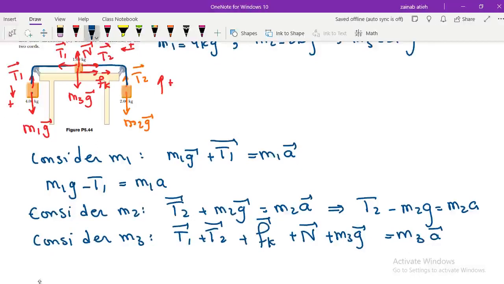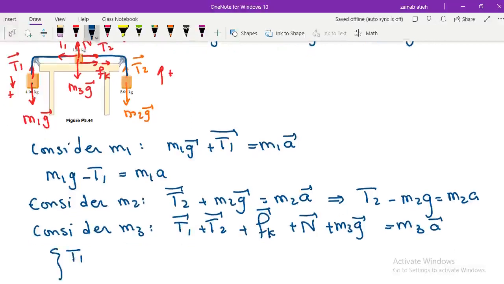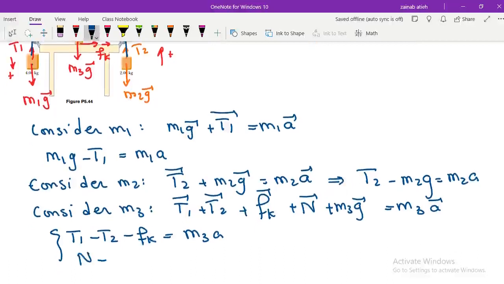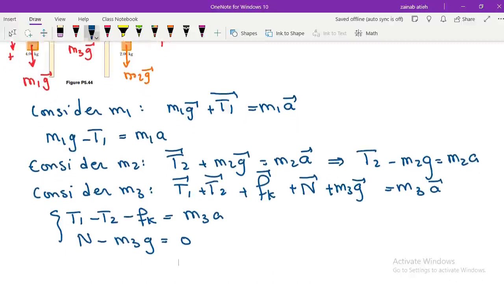What do I have on the X axis? I will move down a little bit. I have plus T1, minus T2, and minus FK. These equal everything along X, with the motion, equals M3A. That is the rule: everything with the motion equals MA, and where there is no motion it equals 0. I have no motion along Y, so N minus M3G equals 0. As you can see, I now have three or four equations. I will make use of them and try to find the answer. Now the question gives me the coefficient of kinetic friction mu K, so I will find N, which gives N equals M3G.